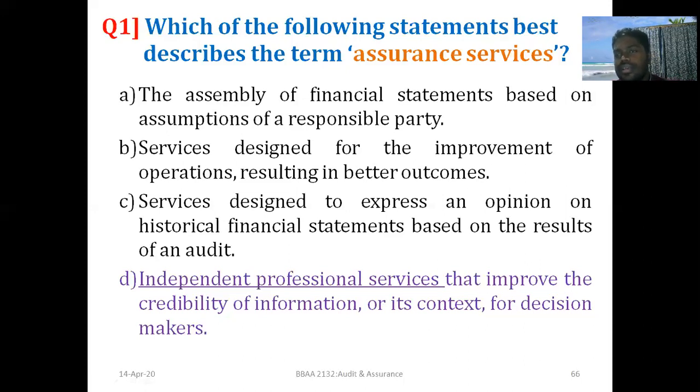So we discussed the definition in the handout, but the thing is, in a multiple choice question, the MCQ, sometimes you can't find where the answer is, because the four options are there, four choices are there, and some of them are related to your idea. Indirectly, the examiner gives the options, so out of those four or five options, you have to choose the most appropriate, best answer. So here the first one you can read: assembly of financial statements based on assumption of a responsible party. What's the question? Which of the following statements best describe the term assurance services?